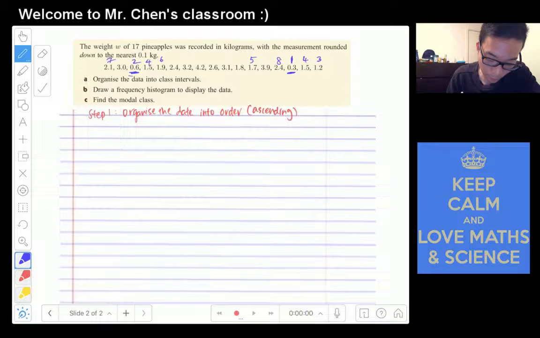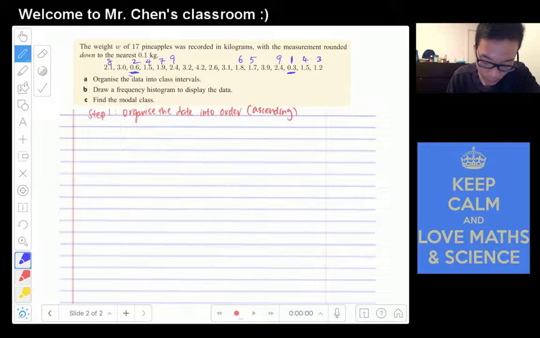After 2.4, oh, I think I made a mistake. 1.7 and then 1.8. Okay, so that will be a 6. And that will be your 7. See, it is actually quite difficult. I mean, you actually need some time to go through this. 7, and then that's 8, and that's 9, and then 2.4. There are 2.4.